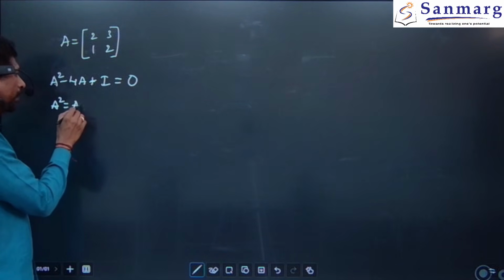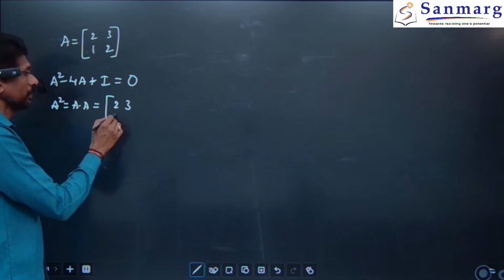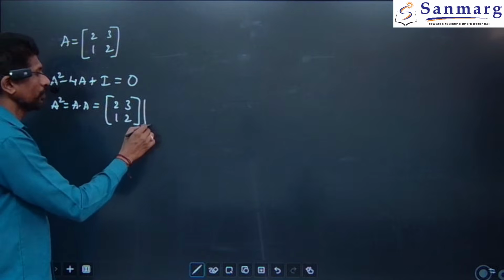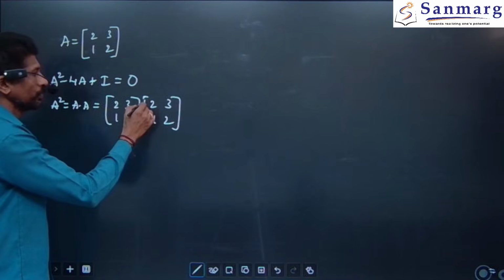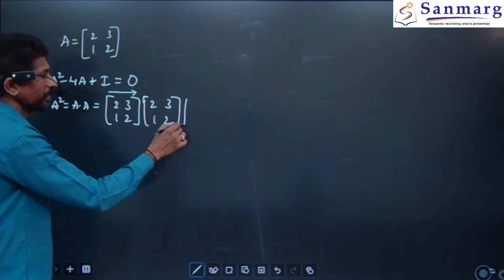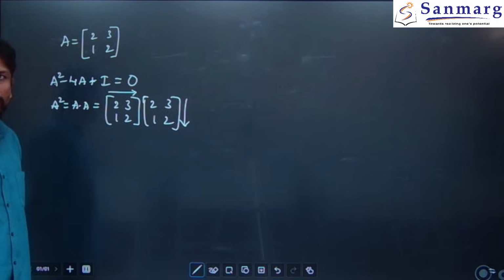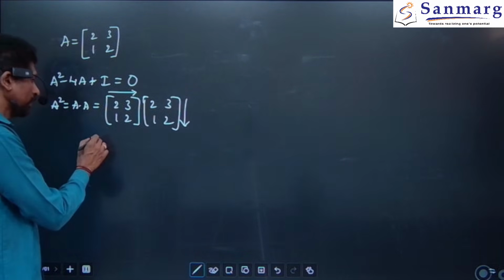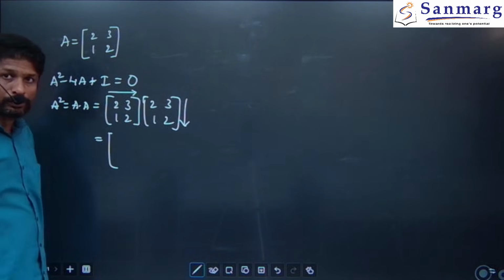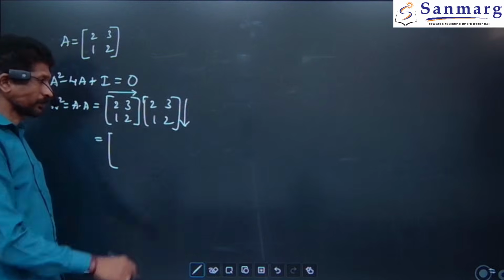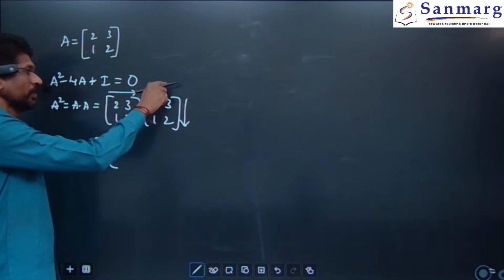A dot A means A into A, which comes as A square. As you know, in matrix multiplication, don't multiply the elements directly, go with multiplication of row into column. Take the first matrix row-wise and the second matrix column-wise. First is first row first column, next first row second column, next second row first column, next second row second column.